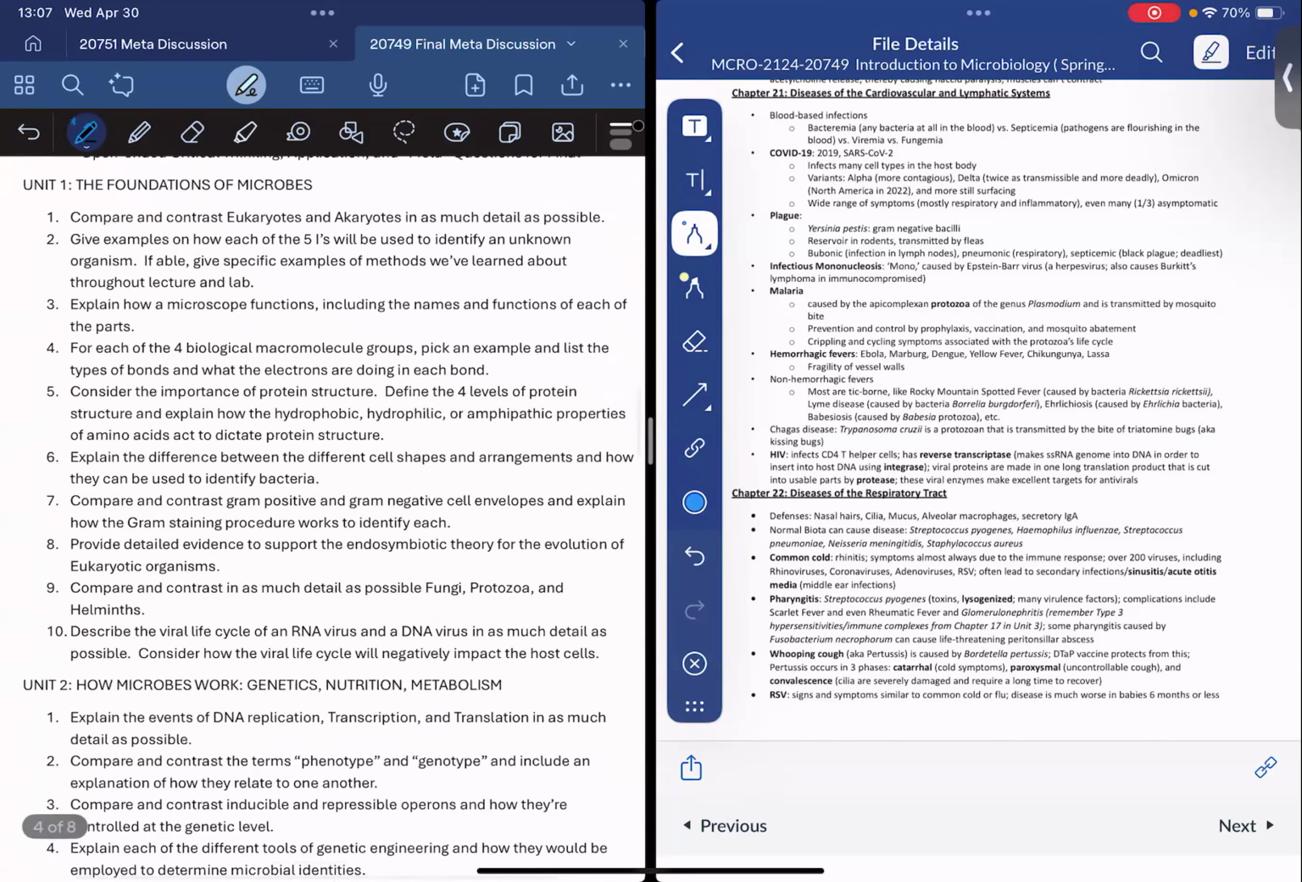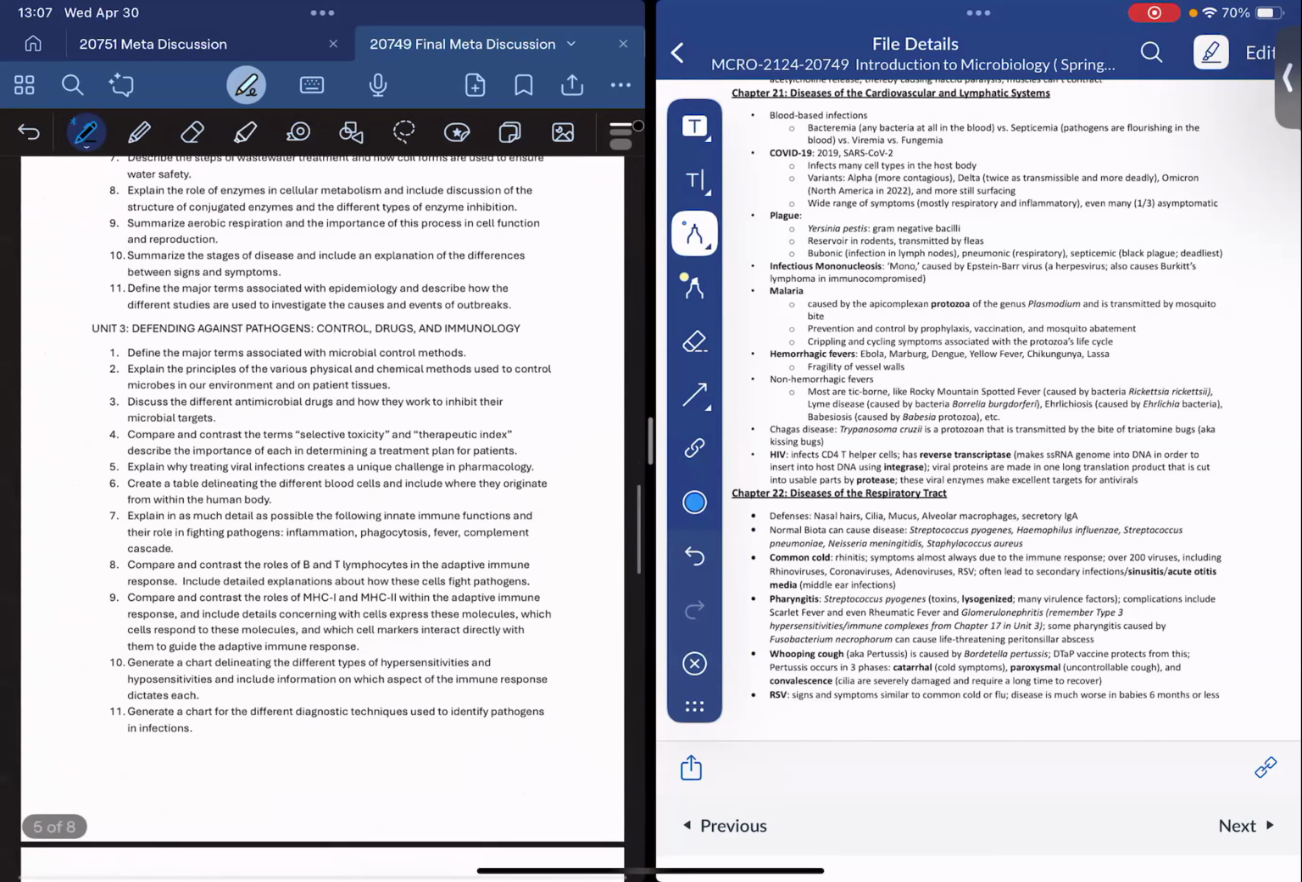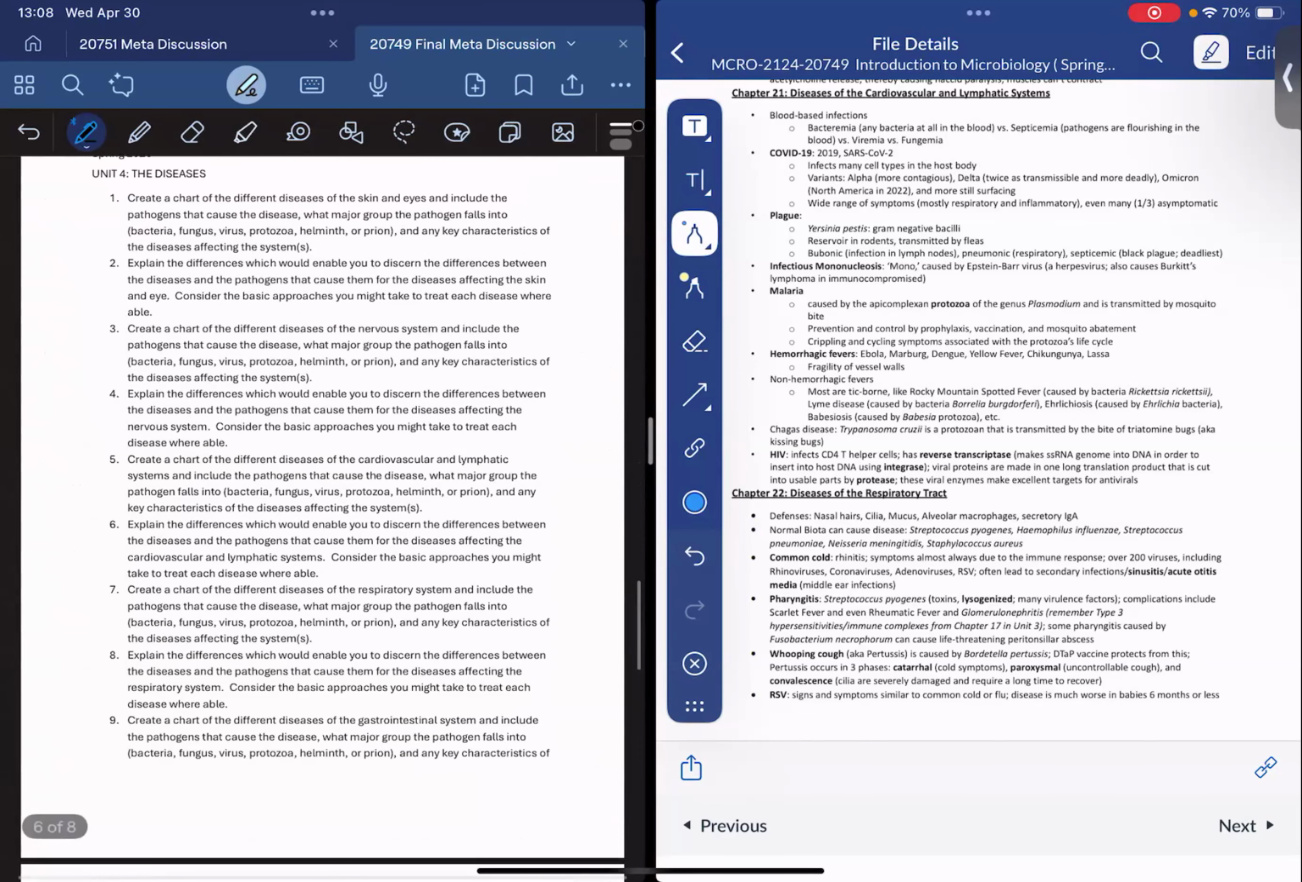Then after making that unit, I would try to answer the questions in the meta stuff. So it says create a chart of the different diseases of the skin and eyes and include pathogens that cause that disease, what major group that pathogen falls into, and any key characteristics. And this is literally what I'm talking about. This is how I would start. Just the diseases, the pathogens, and then the major group, and any key characteristics that are in the study sheet. So that's where I would start all of that.